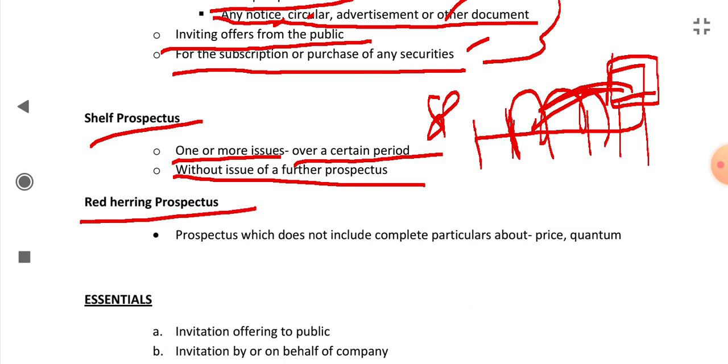What is red herring prospectus? A prospectus which does not include complete particulars. It does not include complete details about the price and the quantum or quantity. Okay, these are red herring prospectus.